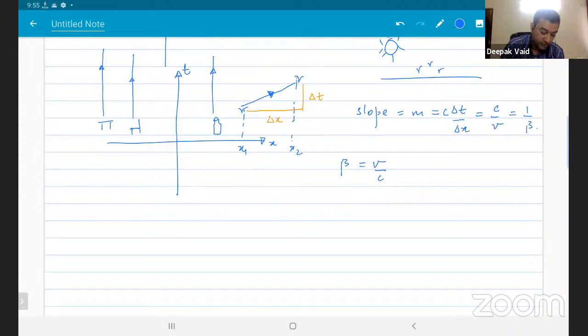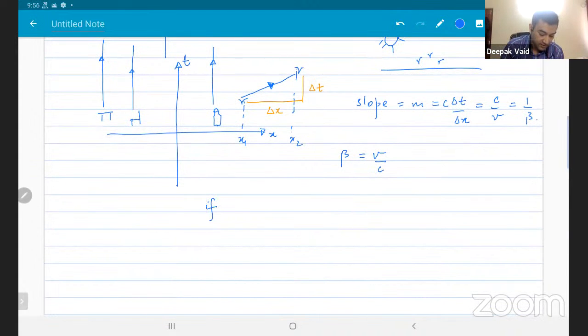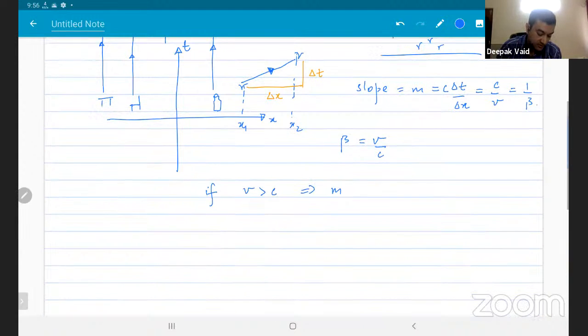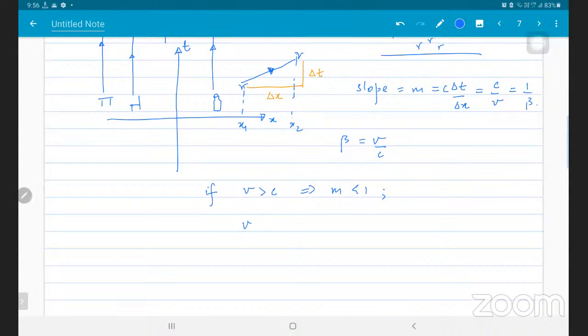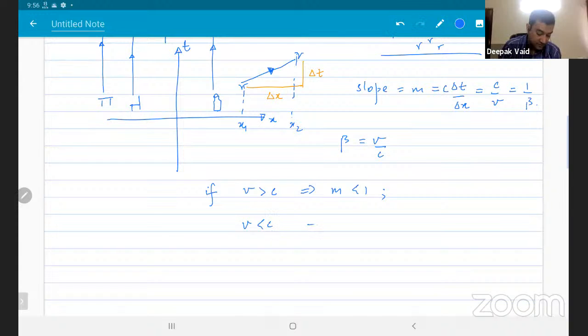Now, what can you say about the slope of this line, if v is less than c? Is the slope greater than 1, less than 1, or equal to 1? Less than. Less than 1. Sorry, v is less than c, so the slope is greater than 1. And if v is equal to c, the slope is equal to 1.